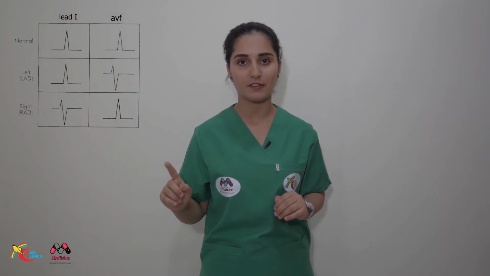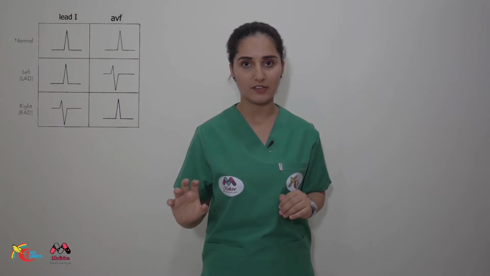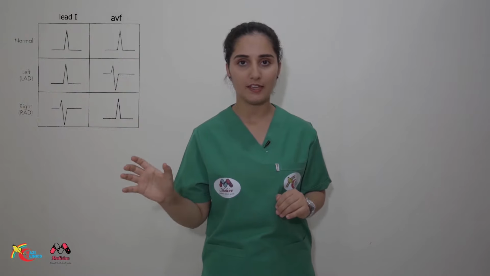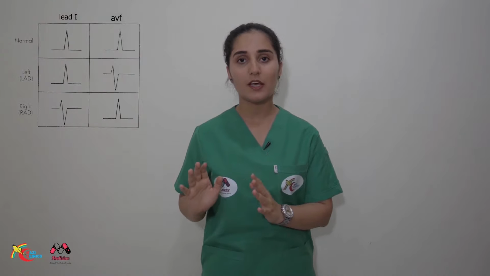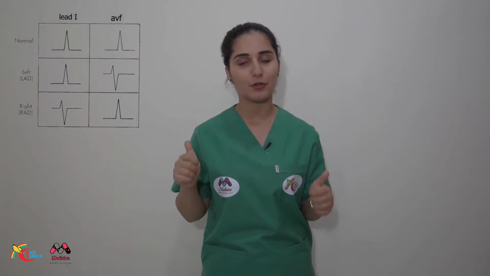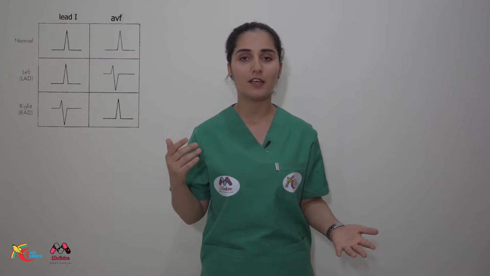If lead 1 is positive and AVF is negative, this means this is a left axis deviation. If lead AVF is positive and lead 1 is negative, then this means that this is a right axis deviation. If both of them are positive, giving you a 2 thumbs up sign, then this is a normal axis between 90 degrees and negative 30 degrees.